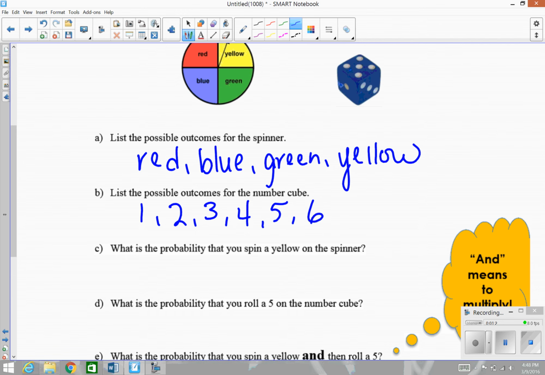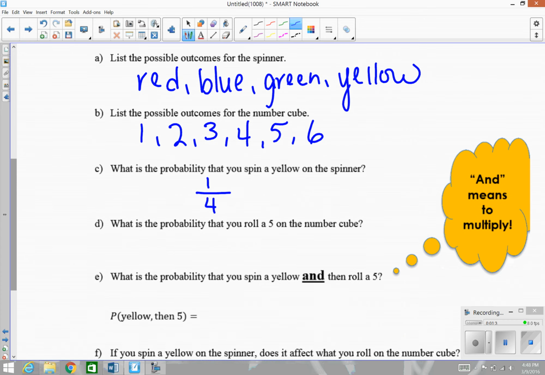What is the probability that you spin a yellow on the spinner? Well, there's 1 yellow out of 4 colors. What is the probability that you roll a 5 on the number cube? There's 1 five out of 6 numbers. Okay, all of this should be review. You know this. Nothing crazy.